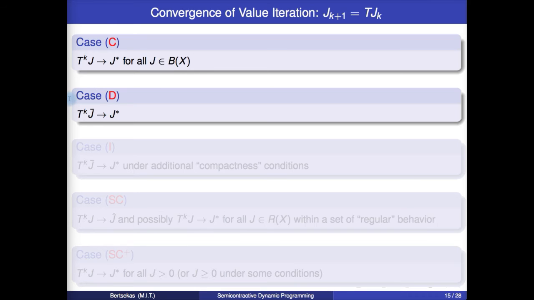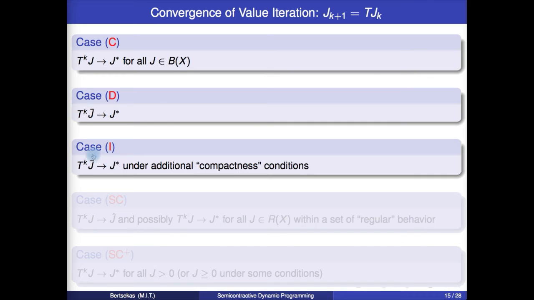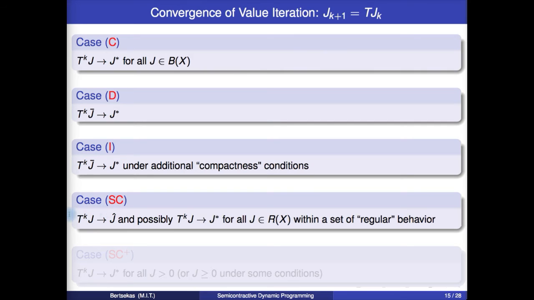Case D is also somewhat favorable because we have convergence to J star, but the starting point is the initial function J bar, or terminal function if you wish to call it that, and also for some other initial conditions, but the main one is this J bar. For initial conditions, for example, that are smaller than J star, you do not have convergence. In the monotone increasing case, you don't always have convergence to J star starting from J bar. There are some additional conditions that are needed, like the compactness conditions that we have seen in the context of semicontractive models.